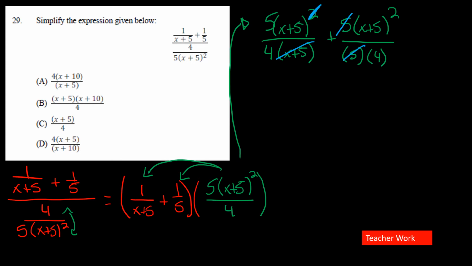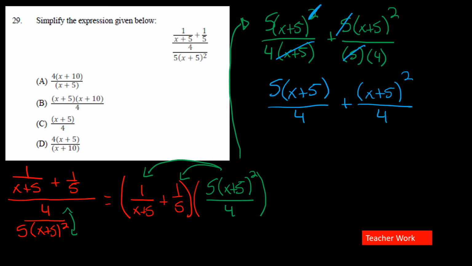So check it out. What we're left with is 5 times x plus 5 over 4 plus, okay, this x plus 5 squared over 4. So now I can really add these two up. Okay. What I am going to do, though, is start, because I can already see here that we have some nice factors that are going to come out here.